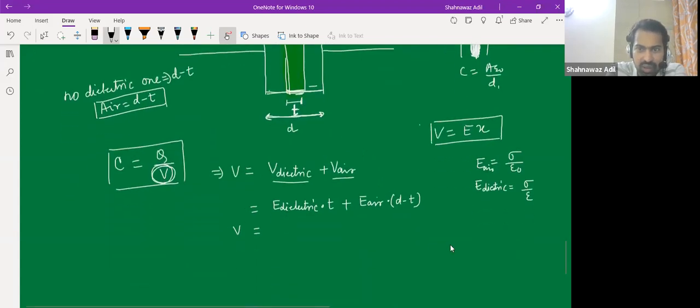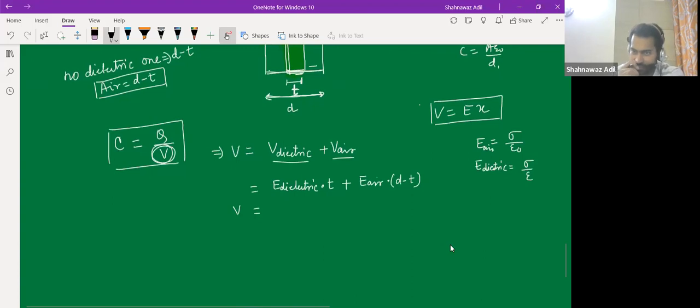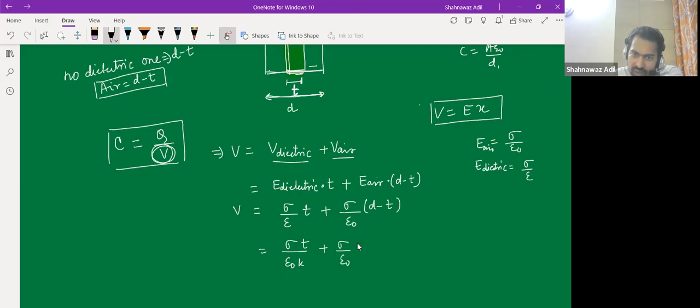This is of the medium, the dielectric. Okay, so this is sigma by epsilon naught k for thickness t, and this is sigma by epsilon naught for distance d minus t. So this is sigma by epsilon naught k into t plus sigma by epsilon naught into d minus t.